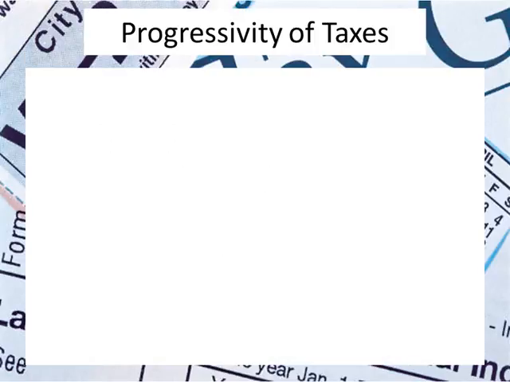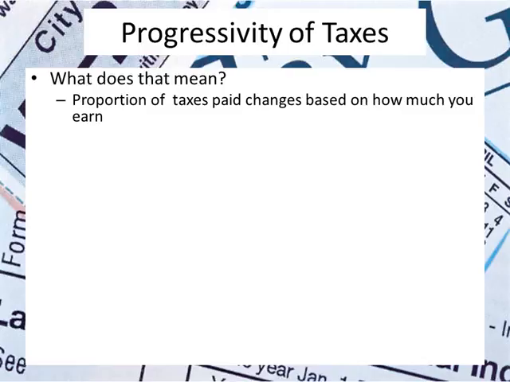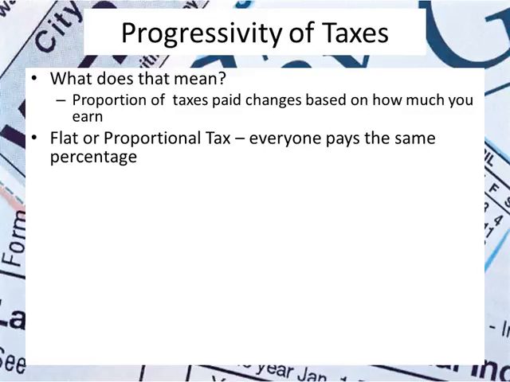So there's also different progressivities of taxes. What this means is there's different levels that you pay of taxes based on your income. There are 3 of those, and it's all based on how the proportion of taxes paid changes with how much you earn. So there's 3 different types of taxes: the flat tax, the regressive tax, and the progressive tax.